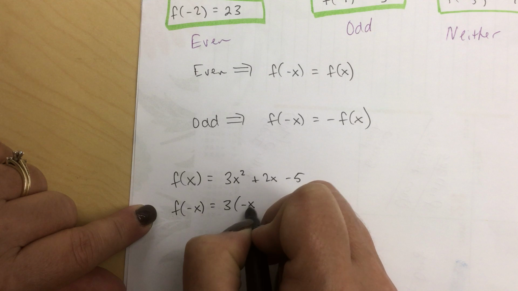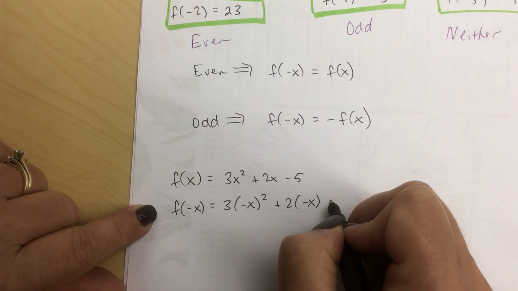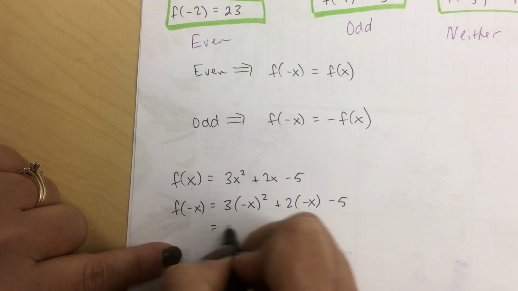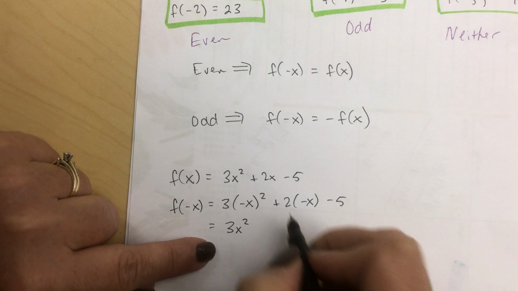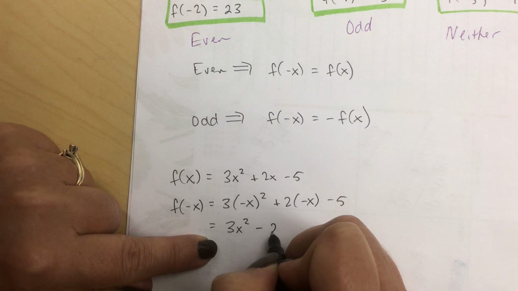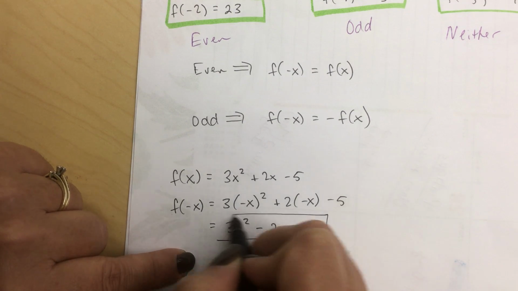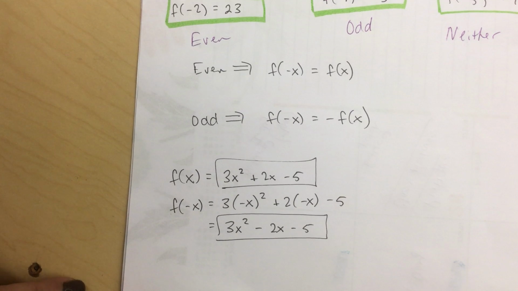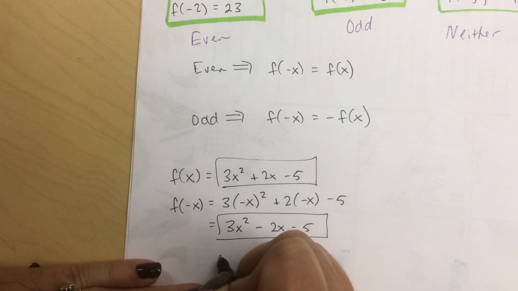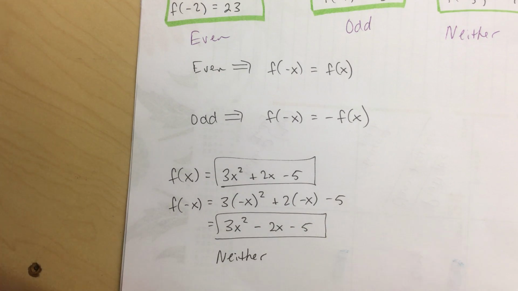So 3 times -x squared plus 2 times -x minus 5. Well, that's going to become 3x squared because my negative is going to cancel. But that negative isn't. It's going to be minus 2x and then minus 5. So this is different than that. It's not exactly the same. It's not exactly the opposite. So this is neither.